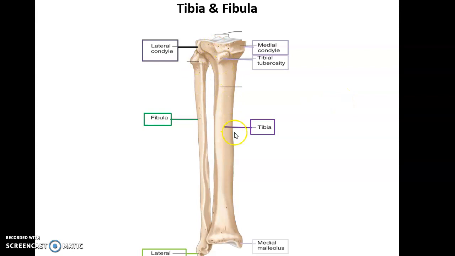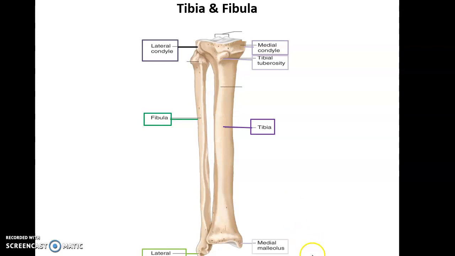All right, now we've got the tibia and the fibula in the lower leg. The tibia is medial. It has flat, smooth areas at its proximal end, referred to as the lateral condyle and the medial condyle. And then there's this portion of rough bone sticking out anteriorly called the tibial tuberosity. That's where the patellar ligament will attach, giving us the full connection for the knee.